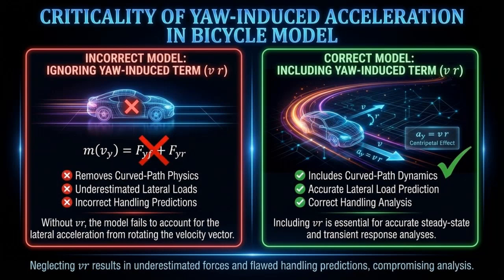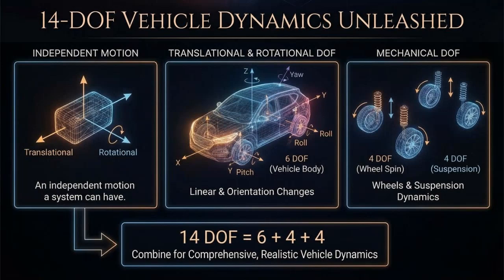Omitting the v times r term removes the physics of curved path motion from the model, leading to underestimated lateral forces and inaccurate handling predictions. Including this yaw-induced centripetal effect is therefore essential for correctly capturing both steady-state cornering and transient vehicle response.